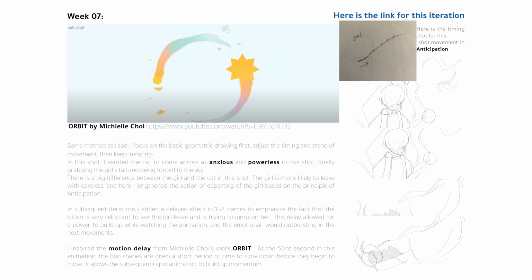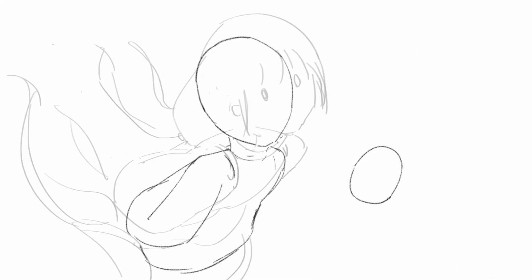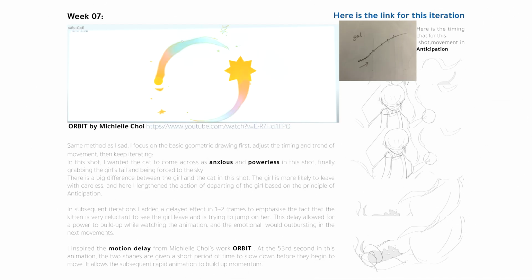In subsequent iterations, I added a delay of 1 to 2 frames to emphasize that the cat is very reluctant to see the girl leave and is trying to jump on her. This delay allows power to build up while watching the animation, and the emotion bursts out in the next movement. I got the inspiration for the emotion delay from Michelle Cole's work.